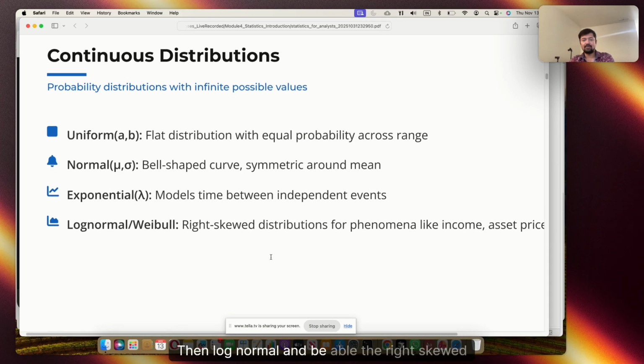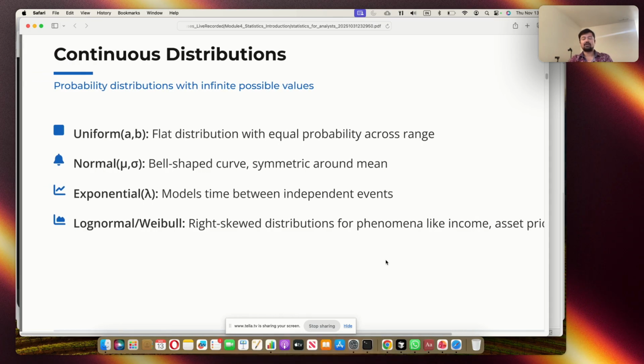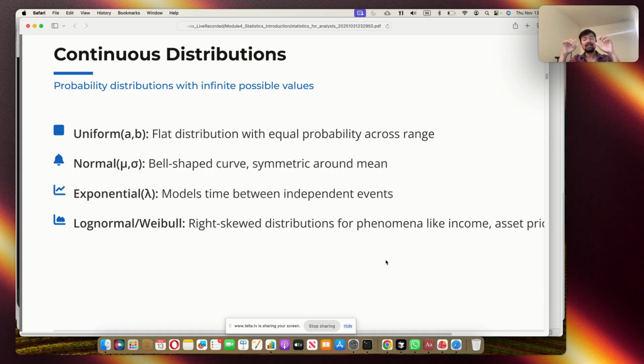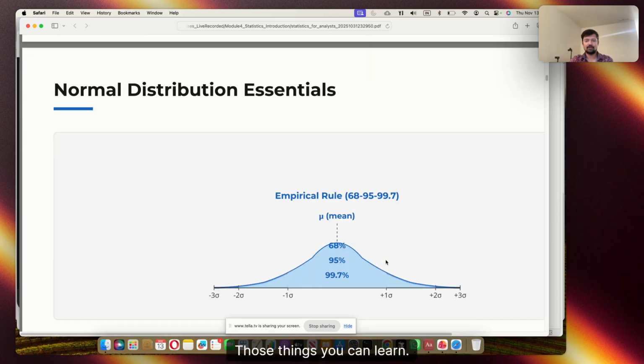Then the log-normal, a right-skewed distribution for phenomena like income and asset prices. It can be left skewed or right skewed, but in these phenomena, like income and asset prices which keep increasing, you get data that is right skewed. Anything that is depreciating, like a car or any kind of asset whose price goes down when you buy it, can give a left skewed distribution. Those things you can learn.